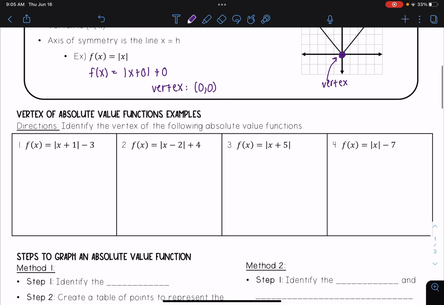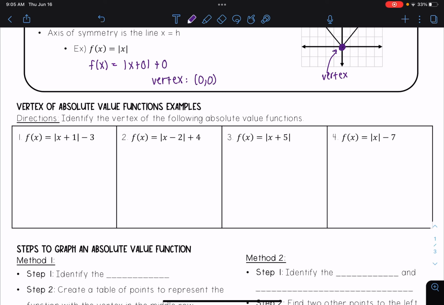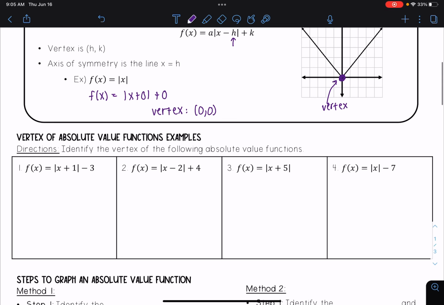So let's see some examples of identifying the vertex. For each of these functions, 1 through 4, I'm going to identify the vertex of the absolute value function. So I'm going to go ahead and rewrite each of these so it looks like what I see up here, where I have an x minus h and a plus k. So here I have x plus 1, so I'm going to rewrite that to be x minus, and to do that, I have x minus a negative 1, minus 3.